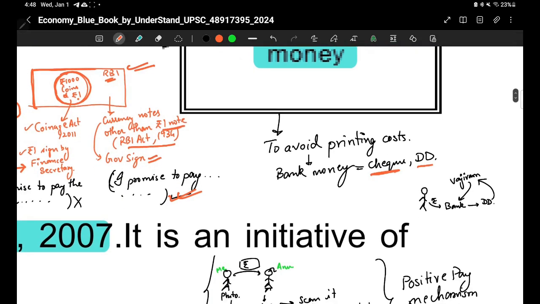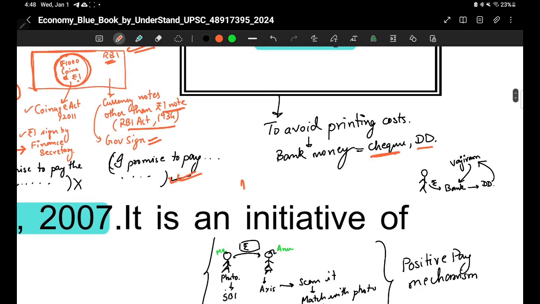Okay, what is this check? Check means there will be a paper. You just have to write your amount on that and sign it. Don't give it to the bank, give it to the person. That person will take it to the bank, and that bank will deduct from your account. So that's how the check works.